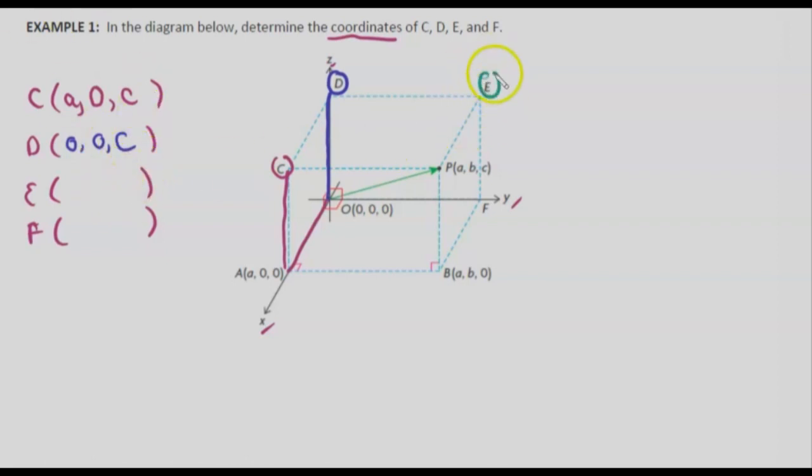Now E. E is over here. So start at the origin. I'm going in the Y direction, so that's B. And then I'm going up, which is the Z direction, so that's C. And there's no movement in the X direction.